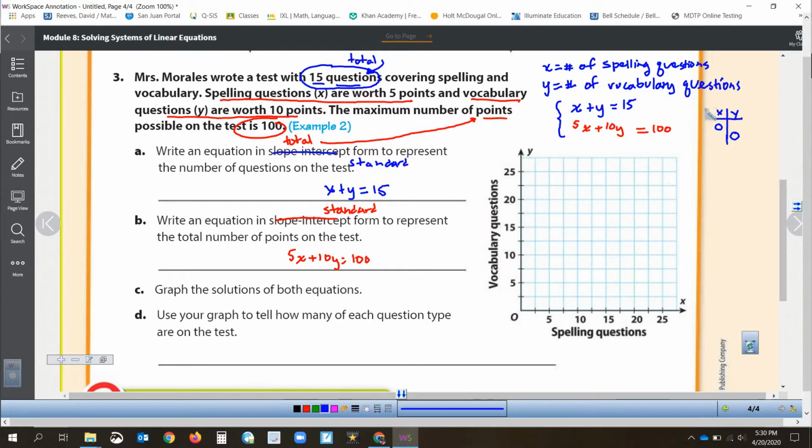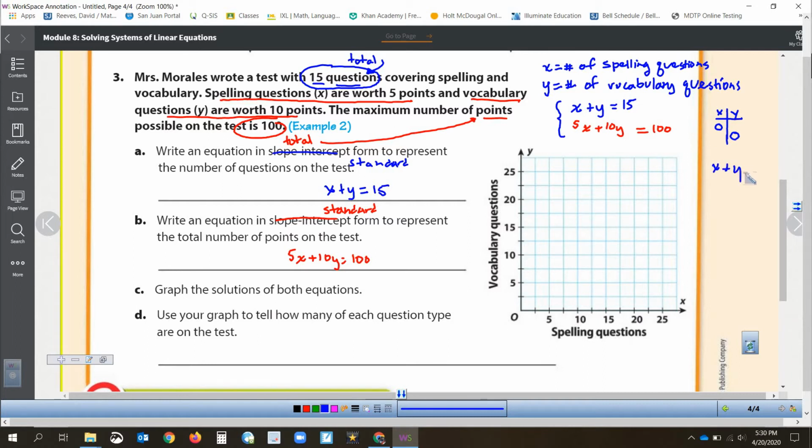When you make a table of values for an equation, you could pick anything you want for x and find the y that goes with it to make the equation true. Or you can pick any value for y you want and put it in the equation and find the value of x that makes it true. We are simply picking these two because 0 is the easiest number in math to work with. So we have our first equation, x plus y equals 15.